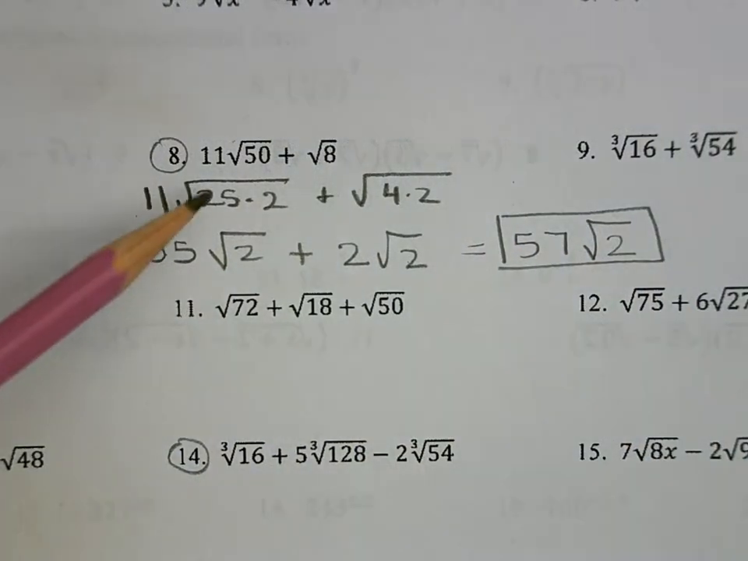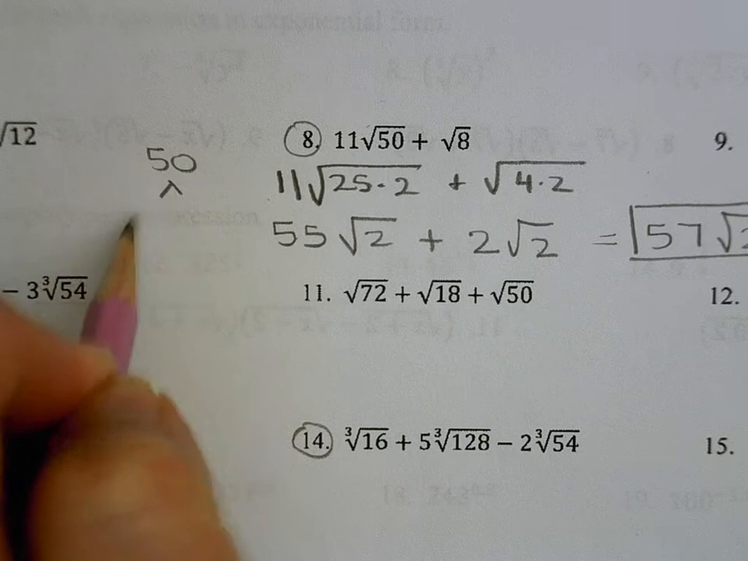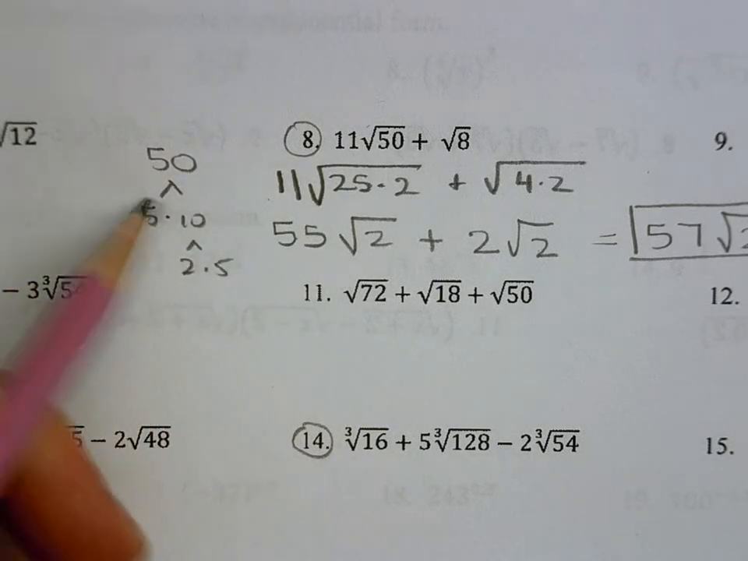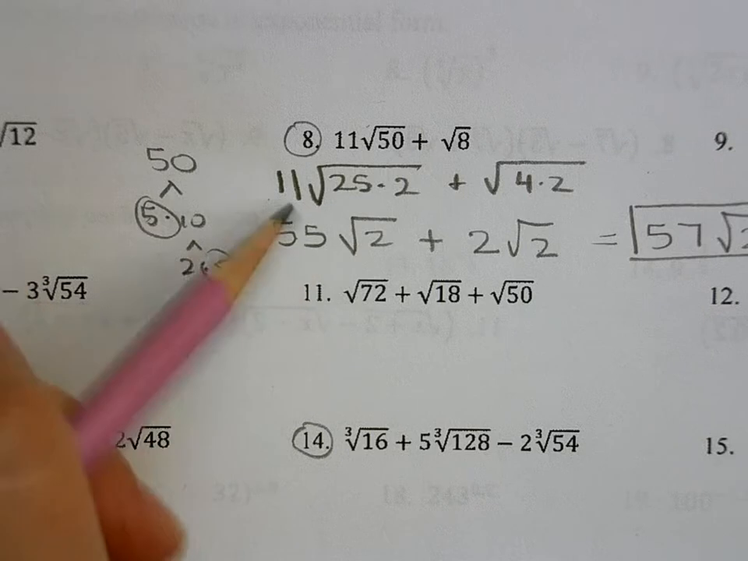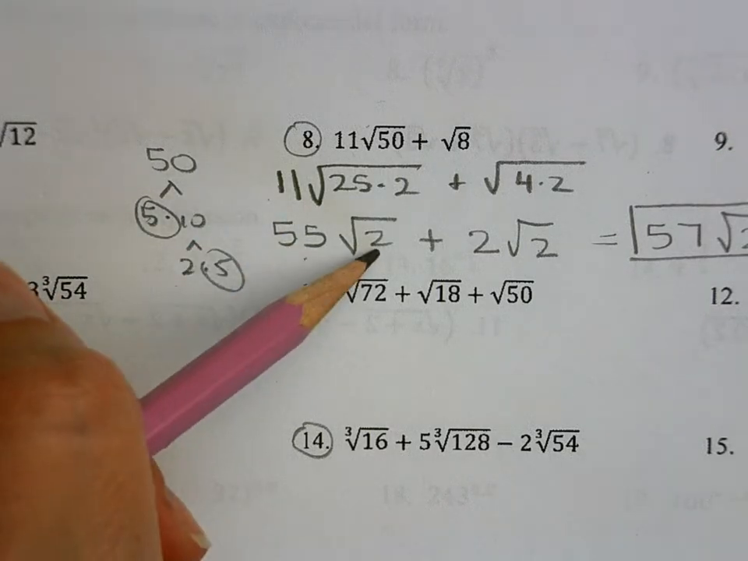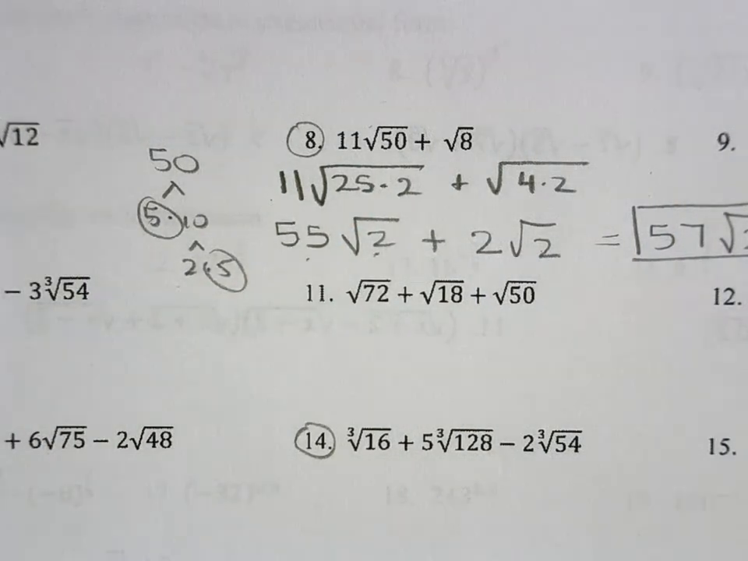And for this part right here, for the square root of 50, if you don't like this method, you can always do a factor tree, right? So I could have gotten the same thing by using a factor tree. So for 50, 5 times 10, 2 times 5, and then I have a pair of 5s that I pulled out, so 11 times 5, with a 2 left over. Okay, so I can either do a factor tree or try to do it with mental math.